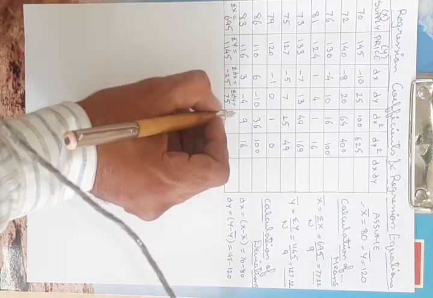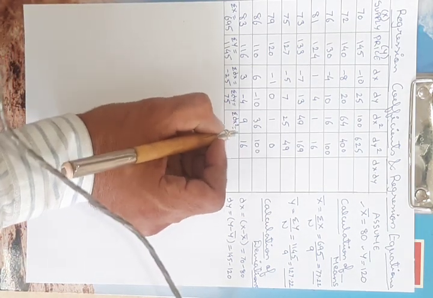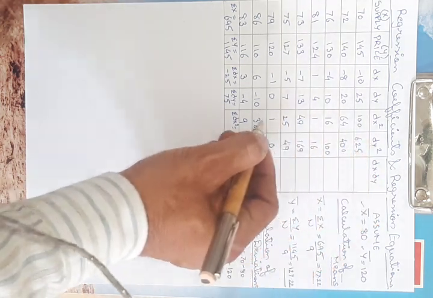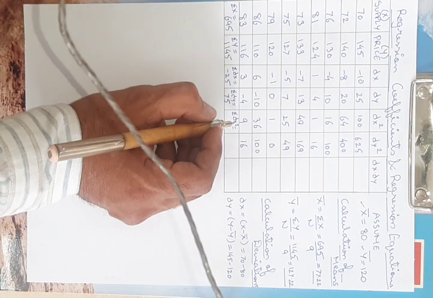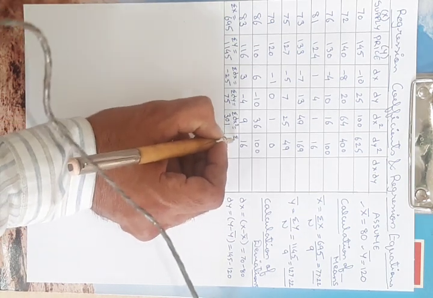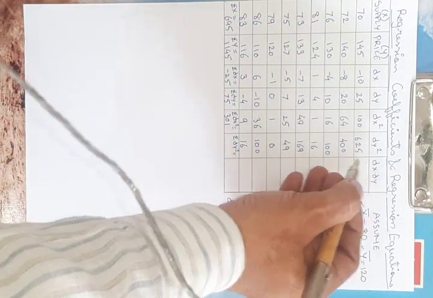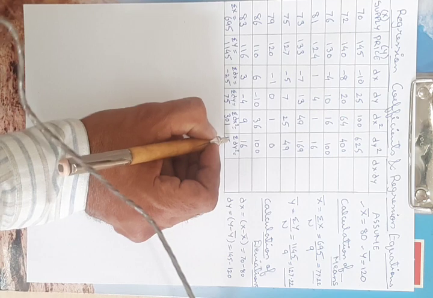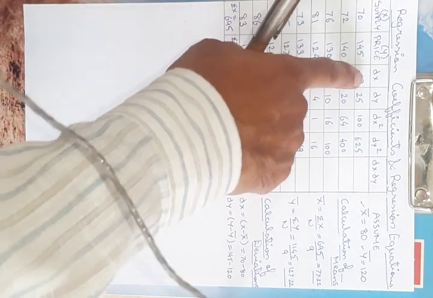So we need to calculate, friends, the summation. We need to get the value of summation of dx square also. So the total of this particular column, that is summation of dx square, comes out to be 301. Similarly, the total of dy square comes out to be 1835.